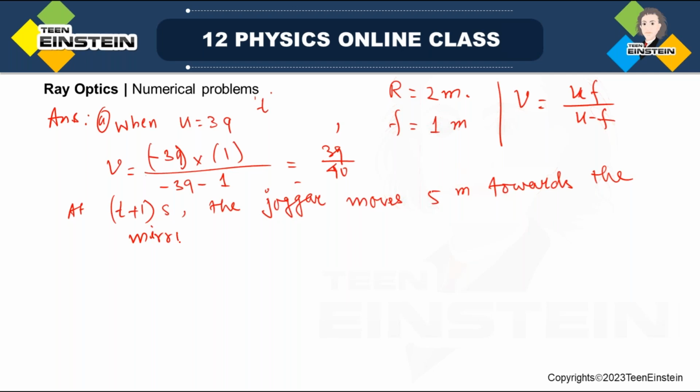I'll make you understand this point once again. See, I have taken any instant of time t because the time is not given. I'm just thinking that at any arbitrary time t, the jogger was at 39 meter, which I have to take as minus because in case of object distance it is minus. But just after 1 second, that means t plus 1 second, the jogger moves 5 meter because he has a speed of 5 meter per second. So in 1 second he will move towards the mirror by 5 meter.